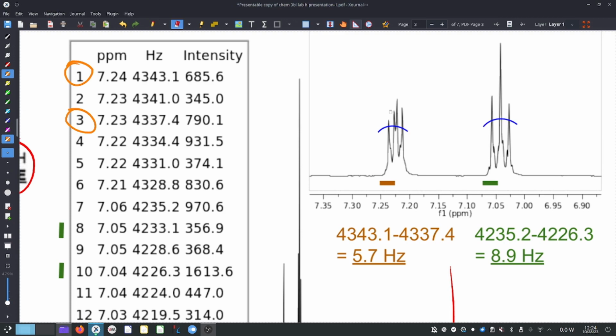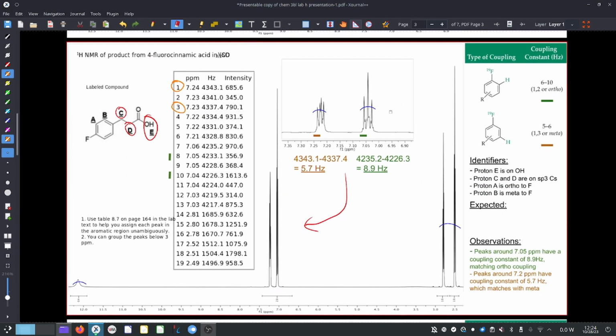So similar process to the last H NMR. First we assign E as that broad singlet there. For the two peaks that we calculated the coupling constants for, because 5.7 falls in the range of meta position, we're going to say that that one's B. And then 8.9 falls within 6 to 10, so this one is going to be ortho, which is A. And for the last two peaks down there, we can just group them together and call them C plus D because those are both the sp3 carbons. Right. So these were the two H NMR spectra.